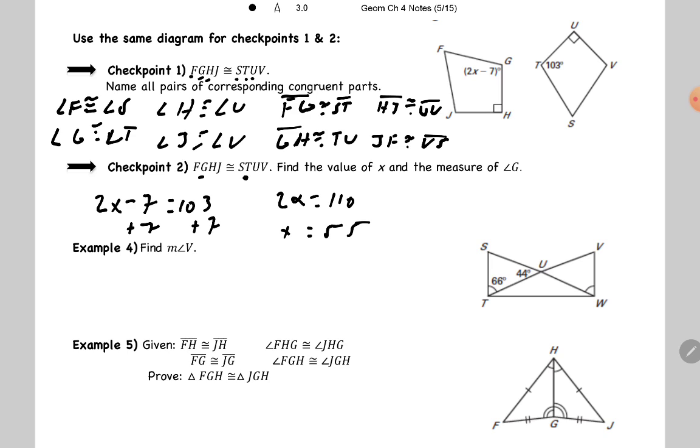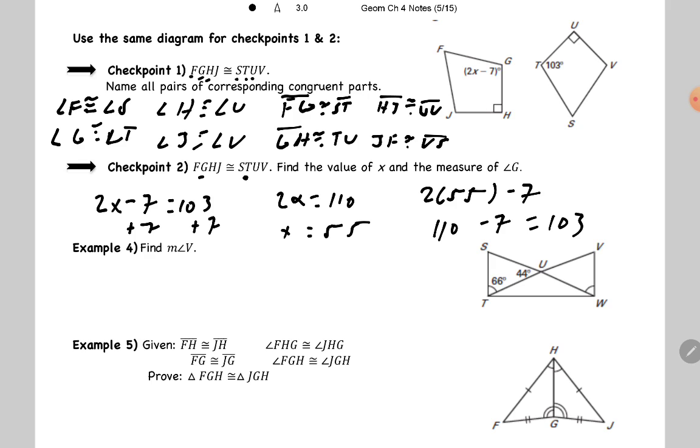Okay, we know what x is now, so we're going to plug it back in to find angle G. 2 times 55 minus 7, 110 minus 7 is equal to 103. Well, what was I thinking? Yeah, those angles are equal to each other, so after you found x, you could have just said 103. Or you could have said 103 from the beginning, but either way, we proved it.